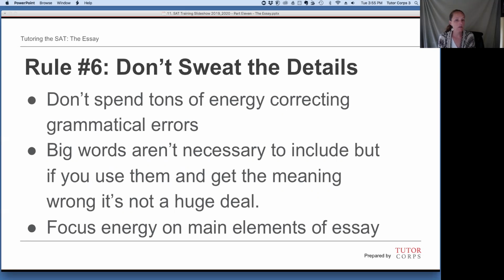So even essays with perfect scores usually include some amount of sentence level errors. The student's main focus should be on the main organizational and content elements of the essay. If the student uses a big word wrong, it's not the end of the world.